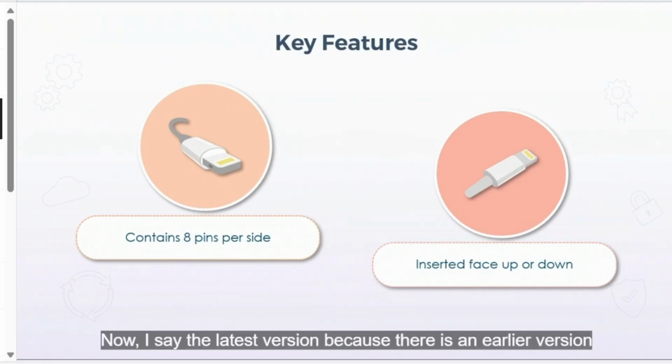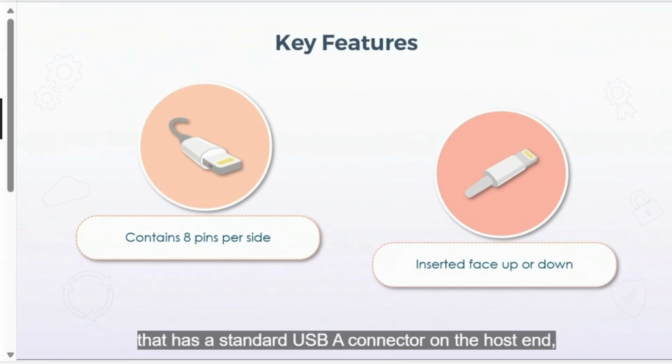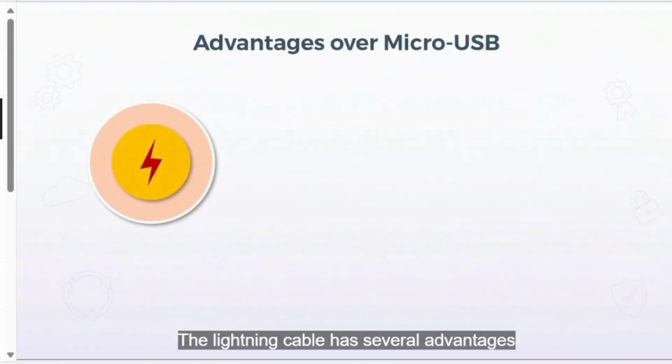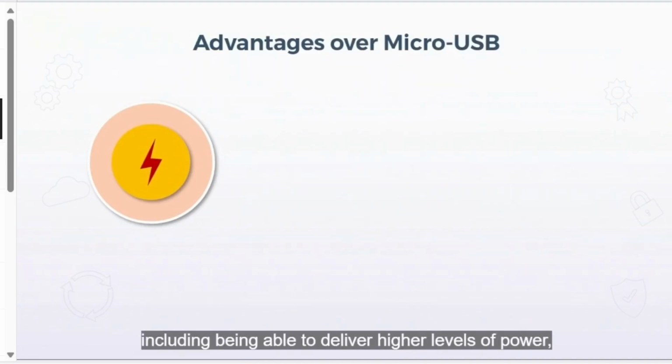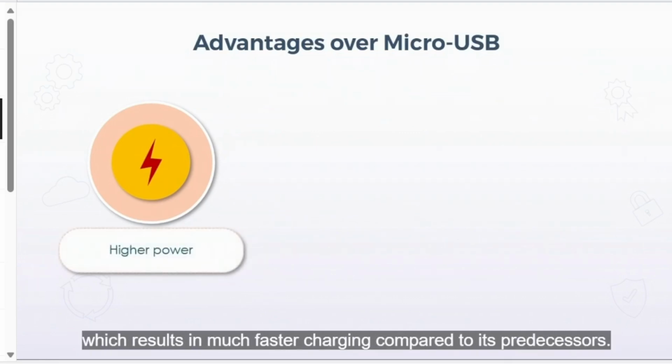Now, I say the latest version because there is an earlier version that has a standard USB-A connector on the host end, allowing it to be plugged into any older USB interface, for lack of a better word, such as one on your computer. The Lightning cable has several advantages over a cable such as micro USB, which is used to charge some other similar non-Apple devices, including being able to deliver higher levels of power, which results in much faster charging compared to its predecessors.